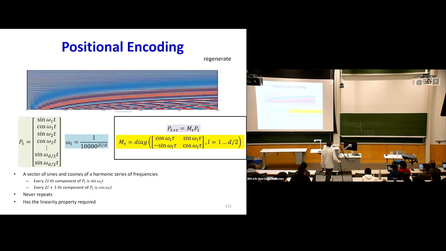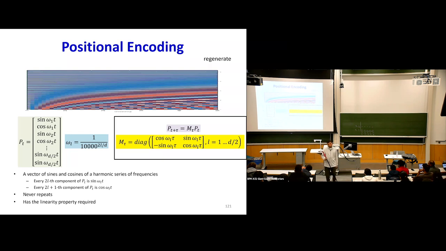So what kind of position vector will actually have this structure? You can have different forms, but this is the one that was originally proposed, which is actually quite popular, which is just a vector of sines and cosines. It's varying with time, right? Each of them is a sinusoid or a cosine. They are pi by 2 off. The first two terms have the frequency omega 1. The second two terms have the frequency omega 2 and so on, where the lth frequency is 1 over some large number, 10,000 raised to 2L over D.